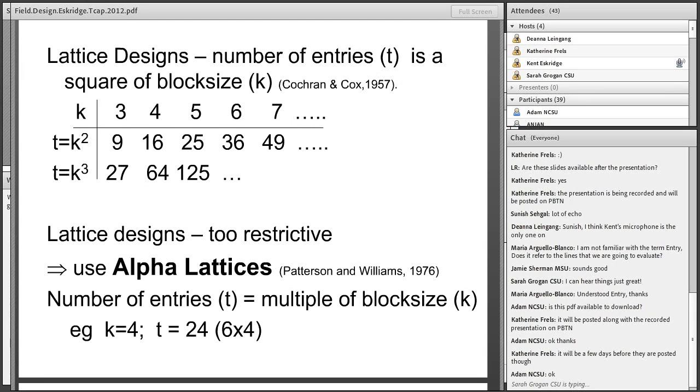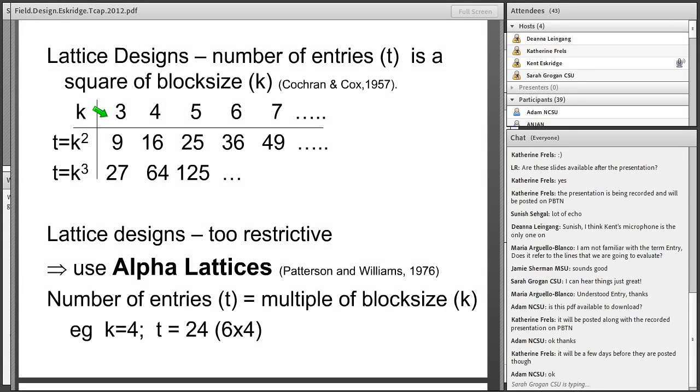So the lattices were the first field designs that were developed by Frank Yates, probably back in the 1930s or something like that. And the one I just talked about is just called a square lattice, where the number of treatments is a square of the block size. K is the block size. And so if I have a block size of 3, then I have 9 treatments.